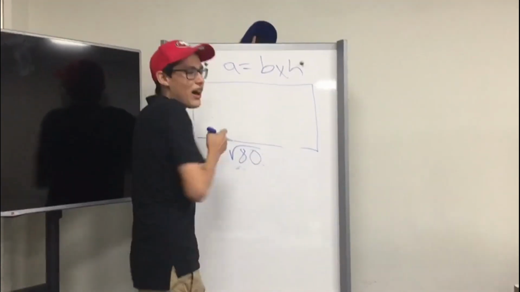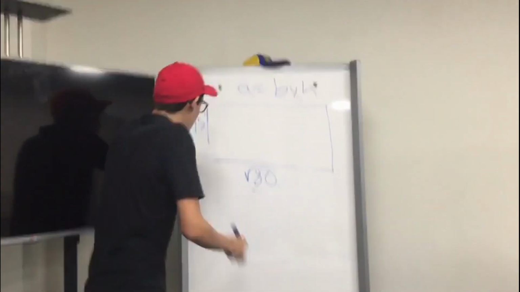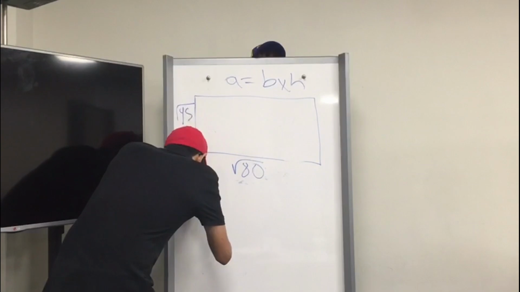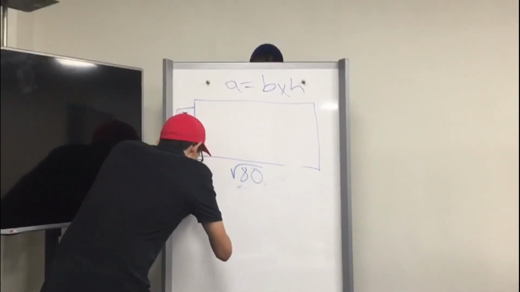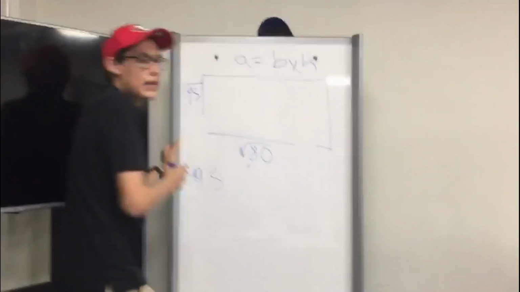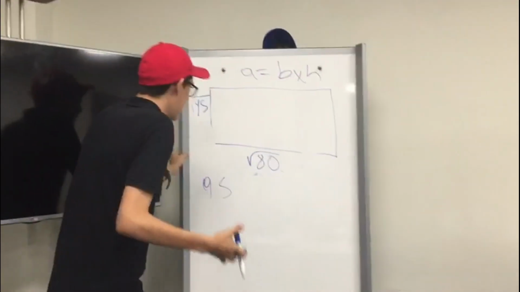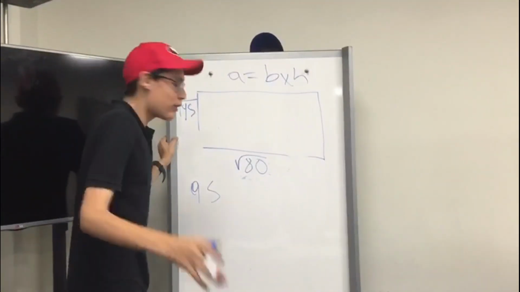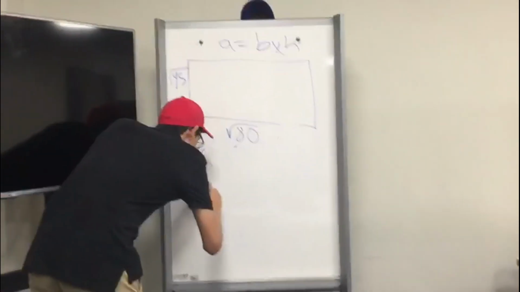We know that 45 has no perfect square root, so we're going to take it out as a 9 and a 5, because 9 times 5 equals 45. Now, 9 has a perfect square root, so we're going to take it out as 3 and 5.